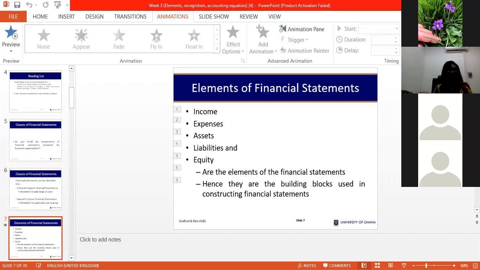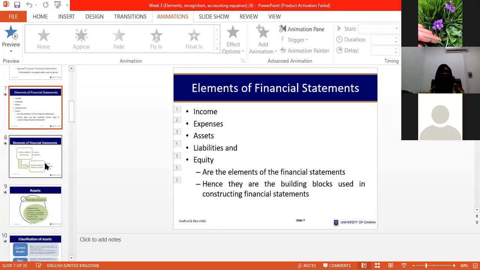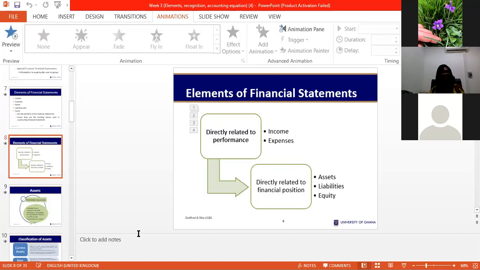But whatever it is, this information trickles down to the other statements, which also pick information from these elements to build their own information. So they are the basic items or elements used in constructing these financial statements, and around which transactions revolve. All transactions could be categorized into one of these, and that will come into play as we go along. Now, what are the elements?